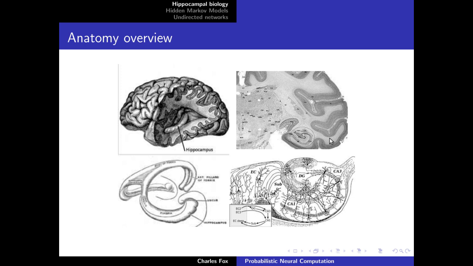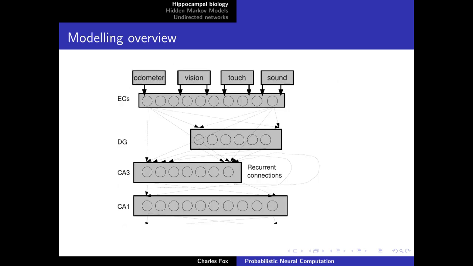Information comes into entorhinal cortex and it goes around this loop and then it comes back to the deeper layers of entorhinal cortex. It's generally modeled by structures something like this. There's variations on it in different models. The idea is you have these superficial layers of entorhinal cortex receiving sensory input from a whole bunch of sensory systems. So this includes things like very high level vision, very high level touch, very high level sound, and also your sense of odometry. That's your sense of self-motion.